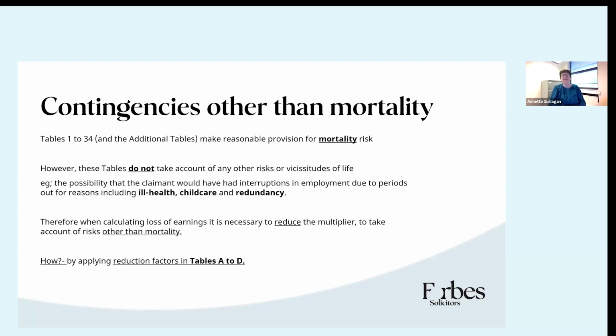So as well as doing the calculation for the basic multiplier, when you're doing your loss of earnings claim, you would also do a further calculation to get an adjusted multiplier, and you would have to do this by using reduction factors in tables A to D. So I just want to touch on how you apply the further discount to your loss of earnings calculation.